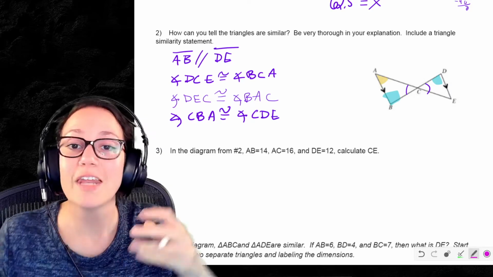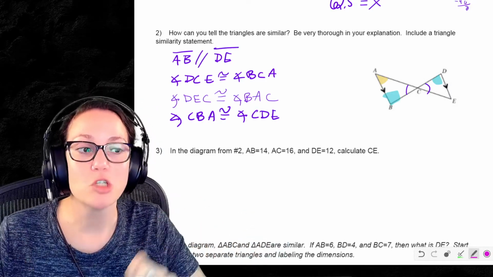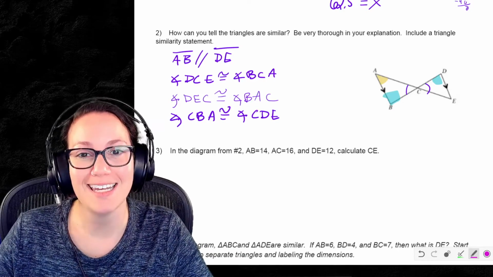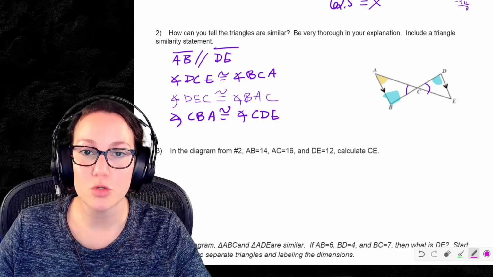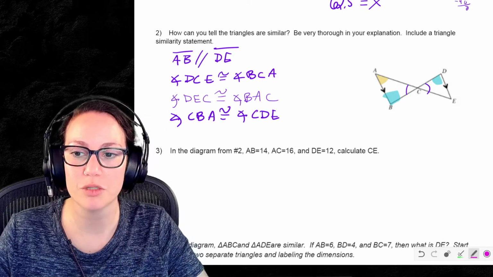And really take your time to think about the order, right? You want to make sure you're saying what you think you're saying, that the transversal you're using is what you think you're using. So just be really careful with your proofs.